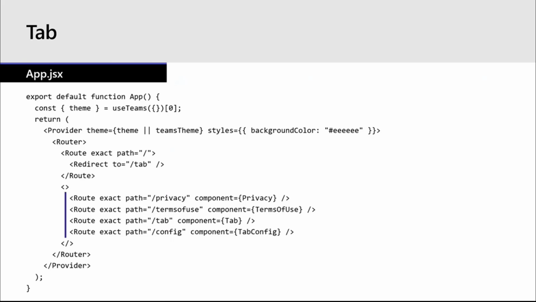There's also a config component as well, which is another type of tab. That's the configurable tab. But I'm just going to focus on the tab component at the moment. So this basically means that if the browser goes to our web server address with /tab at the end, it's going to load a React component called tab, and that essentially becomes our tab and our page that's going to be loaded.